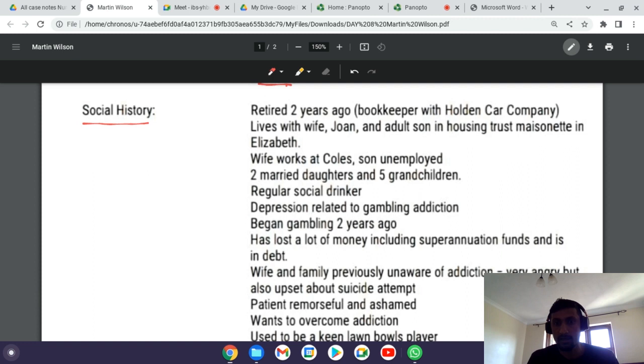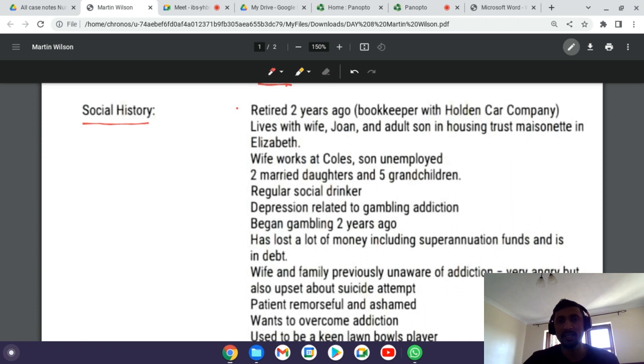Retired 2 years ago, bookkeeper with Holden Car Company. Is that information a relevant one? Okay, I got all the three options now.